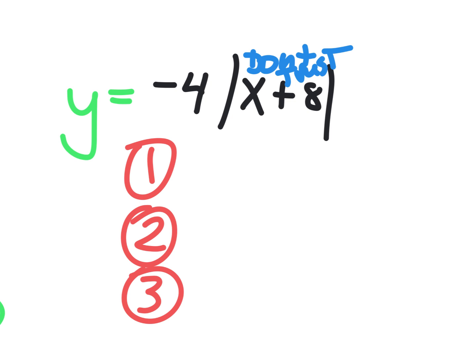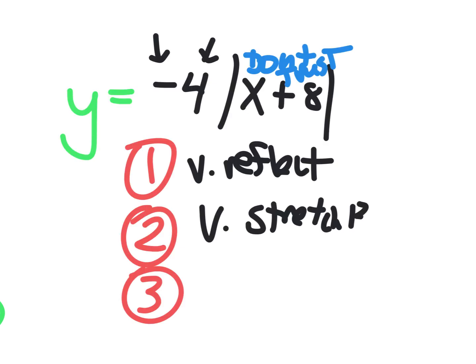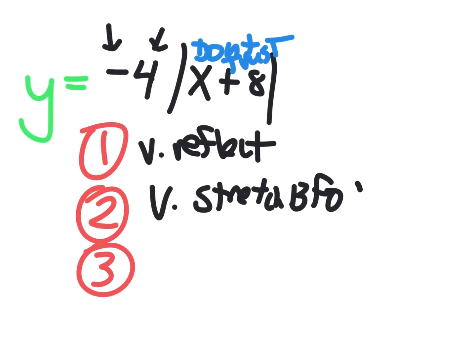So if you start on the outside, then we're just going to start with this. And that is the first thing that I see on the outside, and it's going to be a vertical reflection. How many of you had that? Awesome. Then this 4 here is called a vertical stretch BFO by a factor of, you can write it out, or you can just say BFO 4. You with me so far?